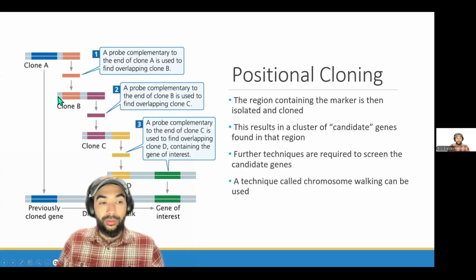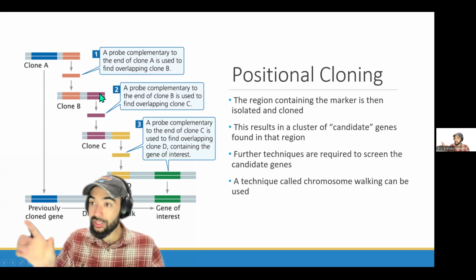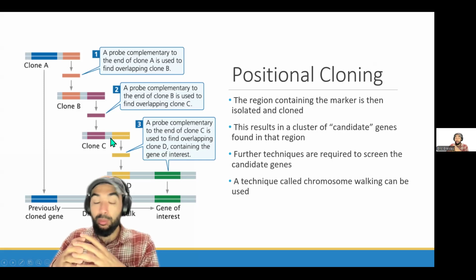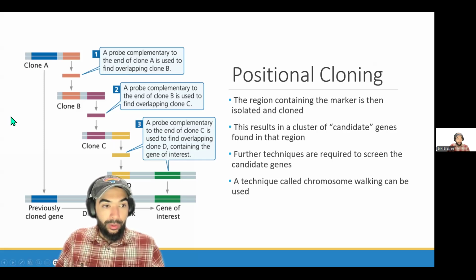Now, with fragments of clone B, we'll make another probe complementary to the end of this clone or a fragment, and this should overlap with other fragments found in other colonies or plates. And so we sequence this, make a probe, prove that it binds. Now we take this probe and submit it to all the rest of the plates. Great, we found another plate where we're getting hybridization. This one contains an overhang that overlaps with clone B. We'll call this clone C.